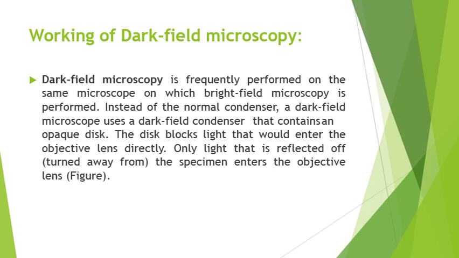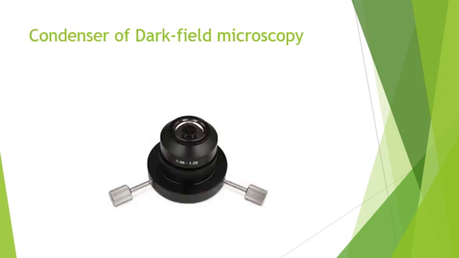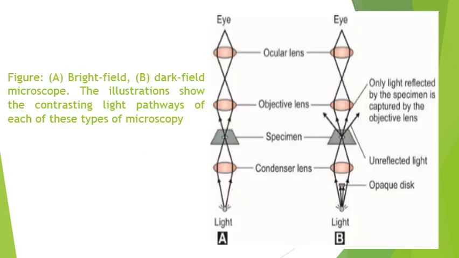So this disc basically blocks light that would enter the objective lens directly. So only light that is reflected off the specimen enters the objective lens. Here we have a condenser of a dark field microscope, as you observe in this diagram. So here we have the simple principle. Firstly, this figure indicates a bright field microscope.